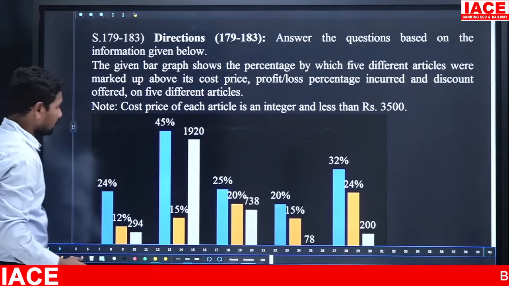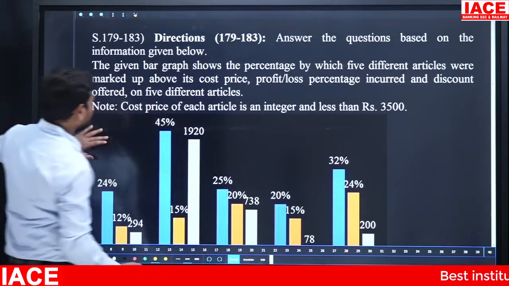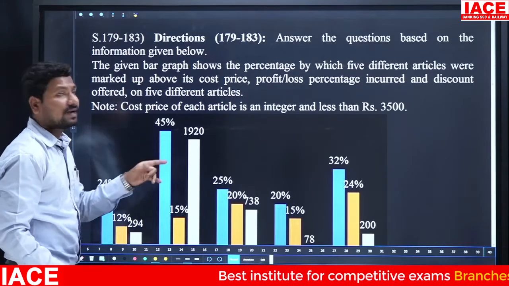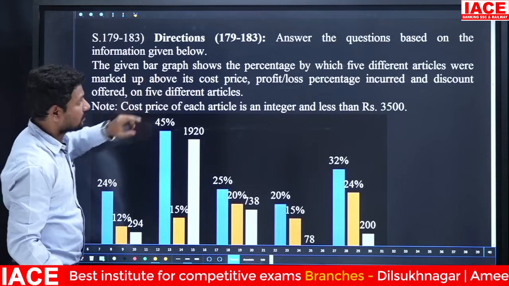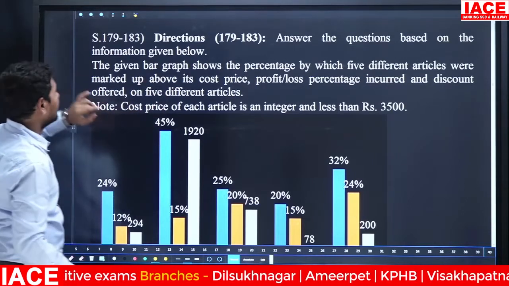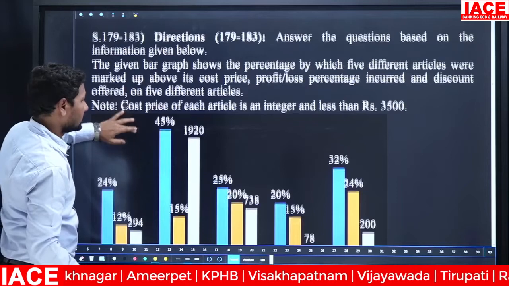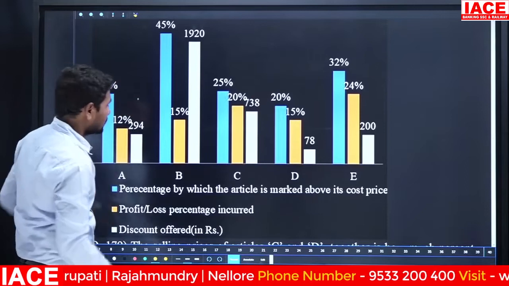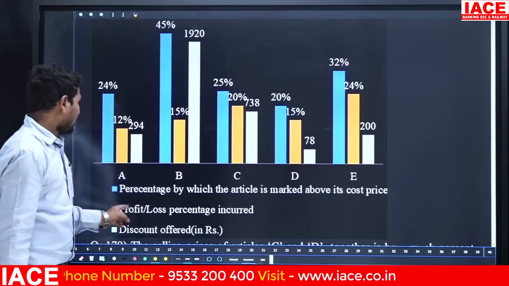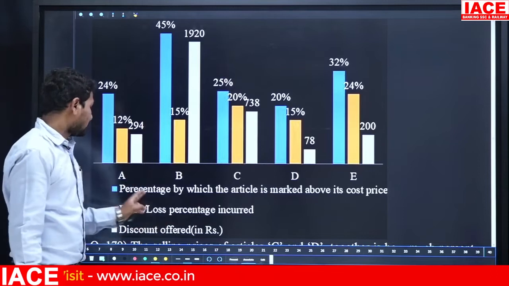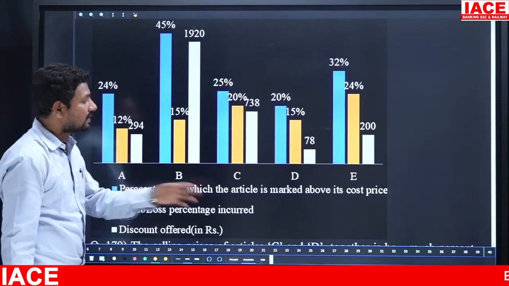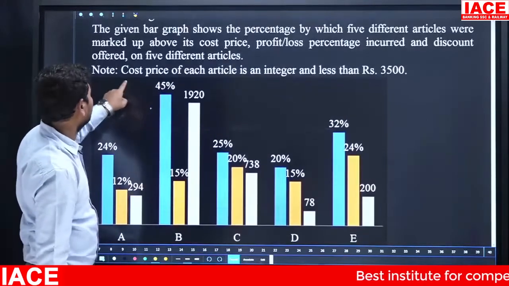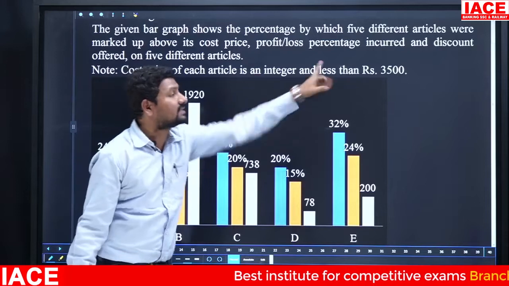Next we have a diagram. The diagram belongs to, look at the given bar graph that shows the percentage by which 5 different articles were marked up above their cost price, and the profit and loss percentage incurred and discount offered on 5 different articles. Look at the data here: profit or loss percentage incurred, we don't know that. The percentage by which the article is marked above its cost price. Okay, the market price is always made by incrementing the cost price. And remember one thing, the cost price of each article is an integer and less than 3500.